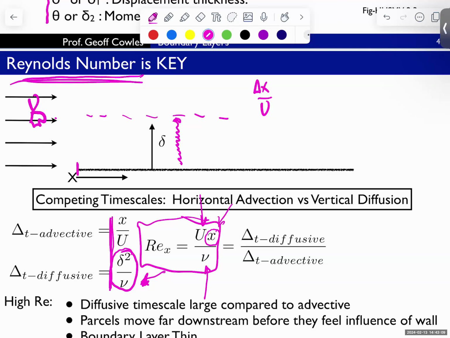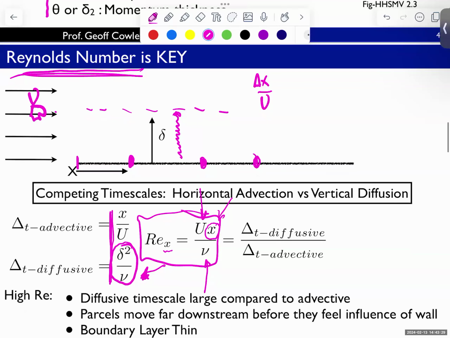So we're defining this Reynolds number. We're putting a little x here just to say this is the Reynolds number as defined with the length scale as the distance from the leading edge, and we're allowing it to vary. So the Reynolds number here will be different than the Reynolds number here, and different than the Reynolds number here in this particular case, because x is changing between those locations.